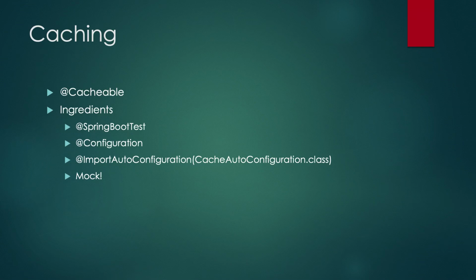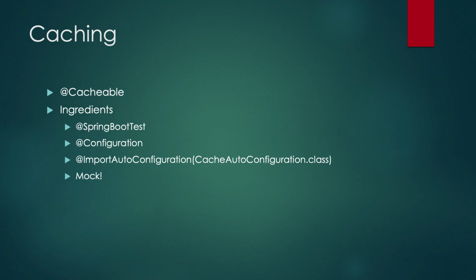Caching is whenever you have annotations like @Cacheable, @CachePut, @CacheEvict, and I think that's all of them. Cache delete, I think. So we're going to use @SpringBootTest with a nested configuration class. We're going to import cache auto configuration. So exactly what we want, auto configuration, pretty discoverable. And then we're going to use a mock, not a mock bean, in a very specific way. And I'm going to show you why.